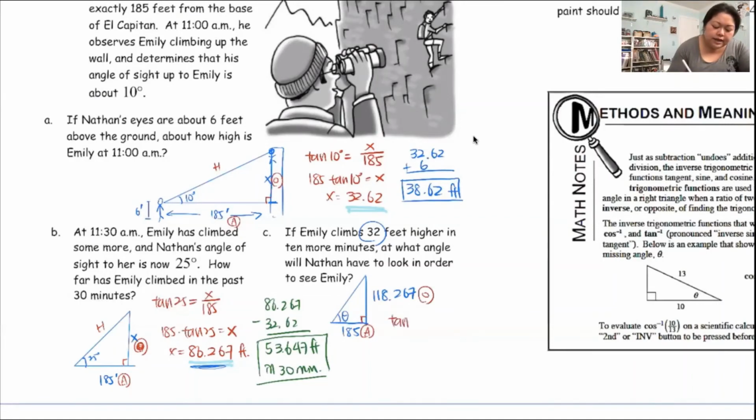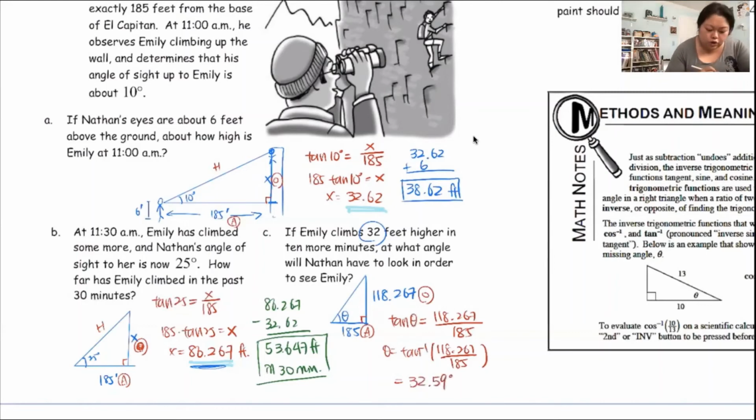So setting up is tangent of the angle equals opposite over adjacent. And now to solve for the angle, I need to use inverse. So tangent inverse of 118.267 divided by 185. We get the angle of 32.59 degrees.